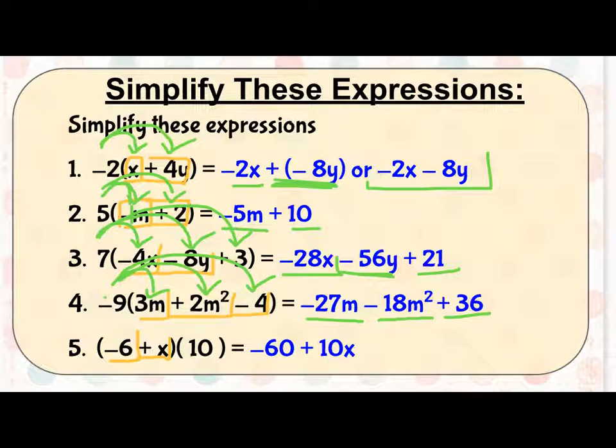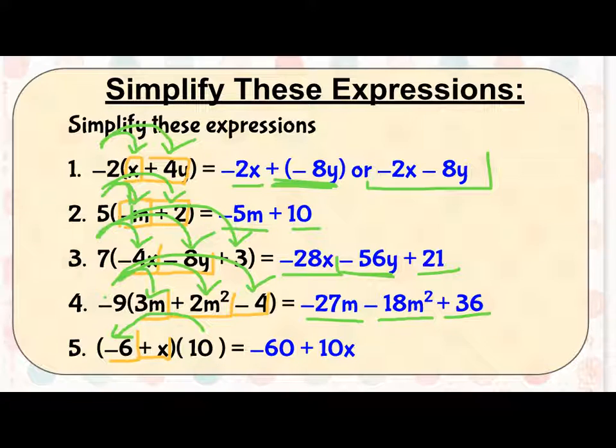Now for number 5, this one looks a little bit different than the other examples. So we talked about if you have 2 times 3 and 3 times 2, does the order really matter? No, it doesn't. It wouldn't matter if the 10 is in front or if the 10 is behind. We still have to distribute that 10. So 10 times the negative 6 would be negative 60, and 10 times the x gives me the negative 10x.